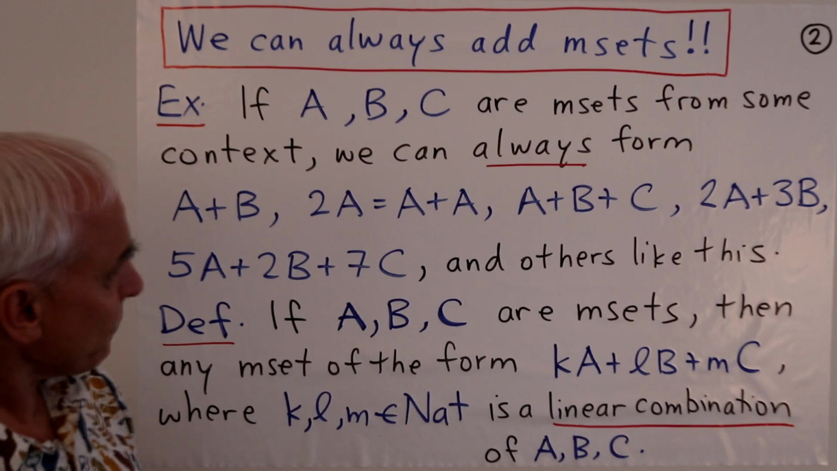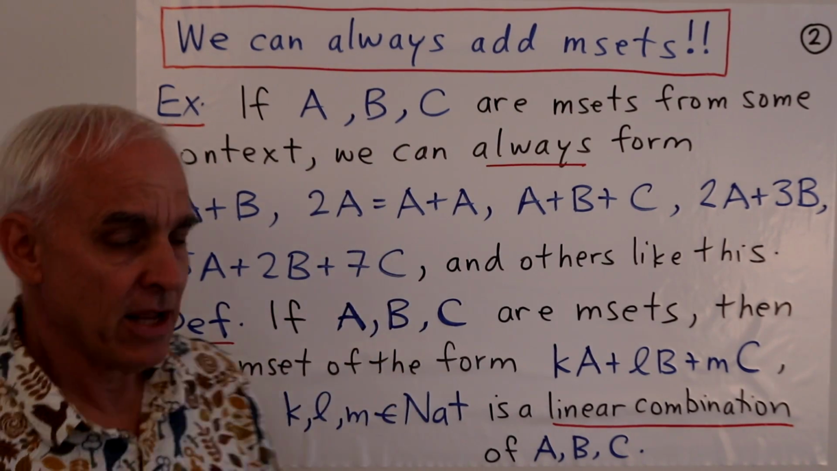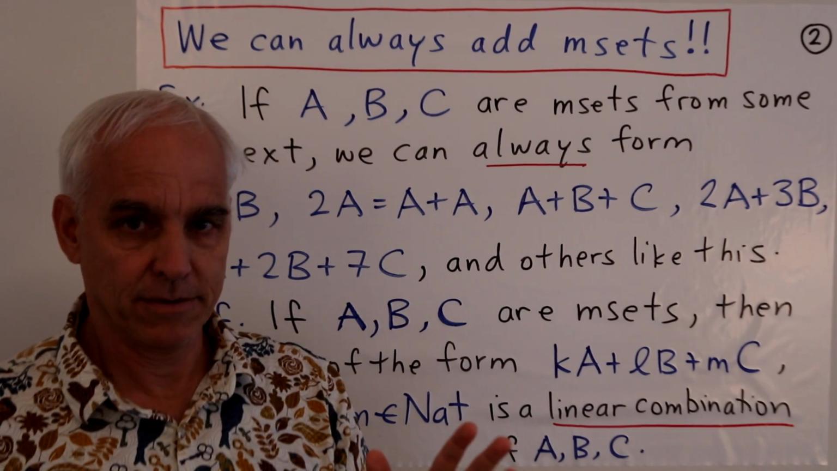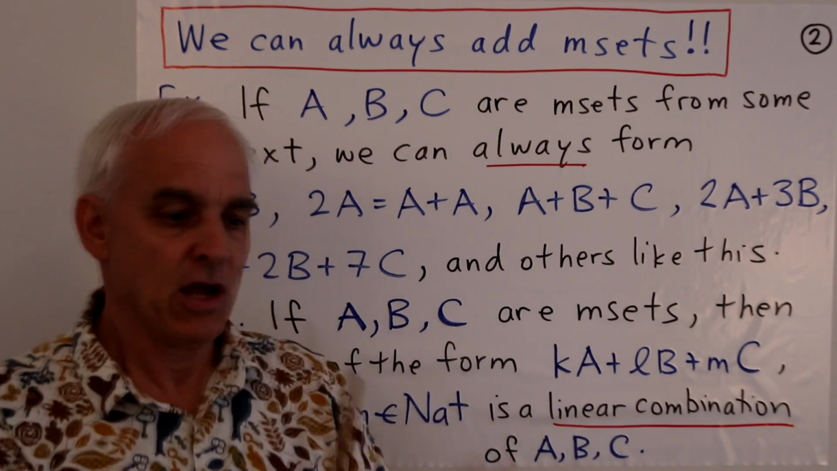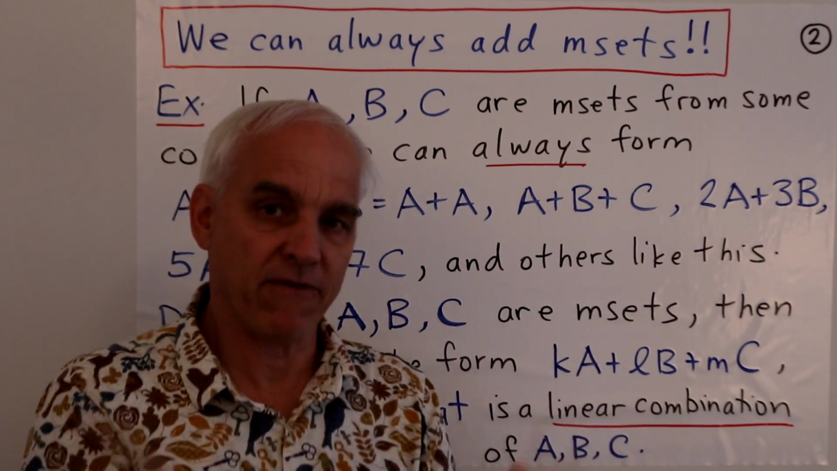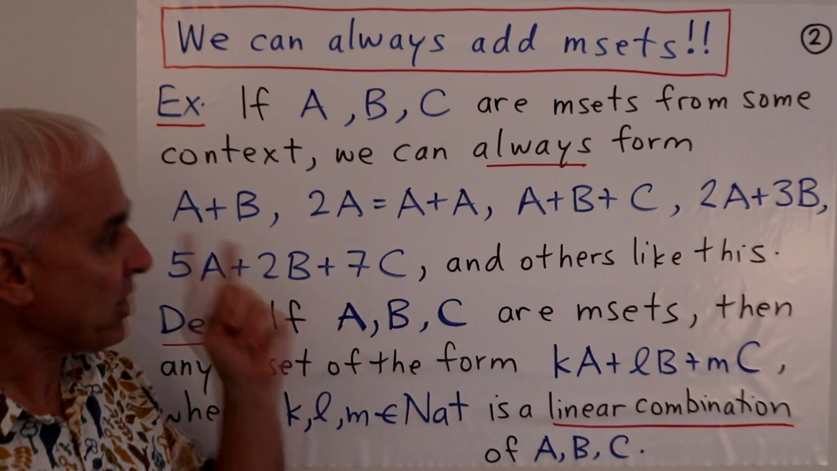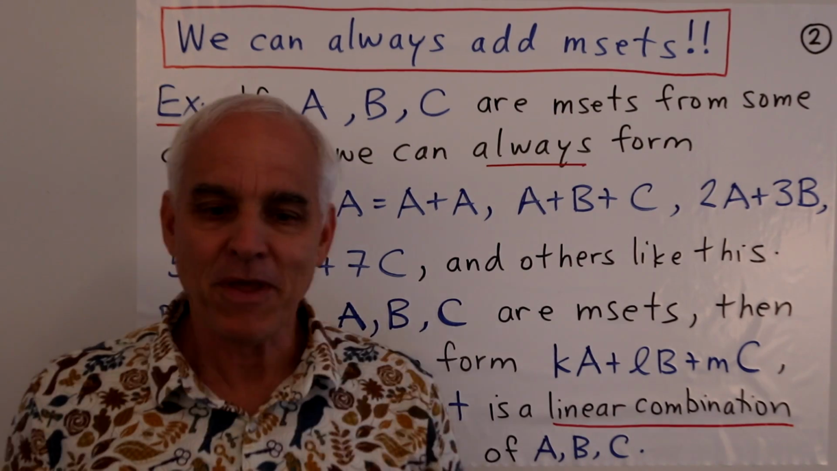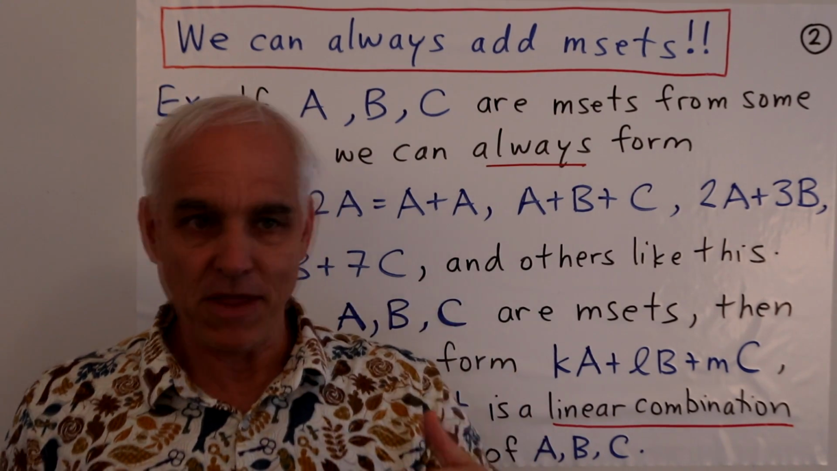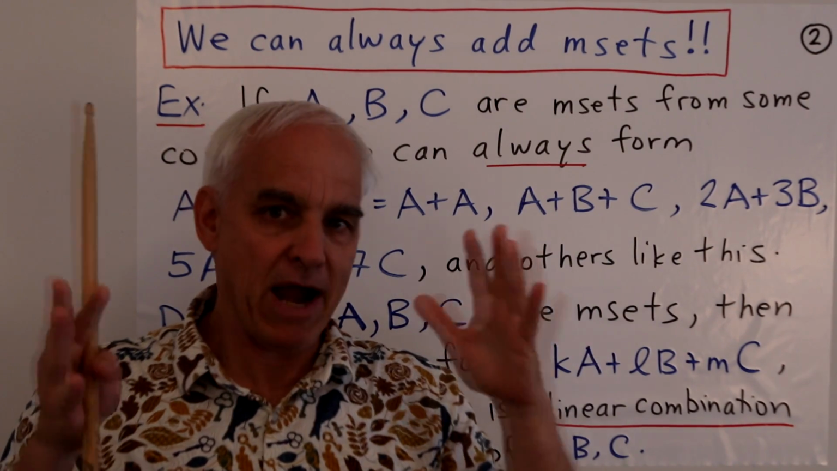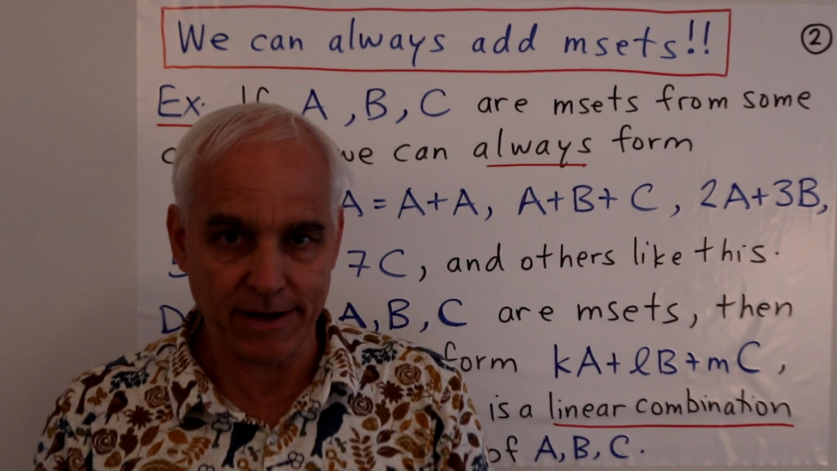Okay, so suppose that A, B, and C are msets from some given context. Okay, so we have some specific context. We have legitimate msets coming from that context. Let's call them A, B, and C. It's actually not that important that there's 3 of them. I just want to employ 3 of them rather than the usual 2 to get you used to the idea that this is not really a binary situation predominantly.